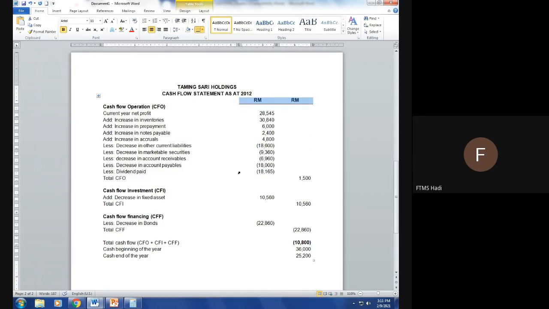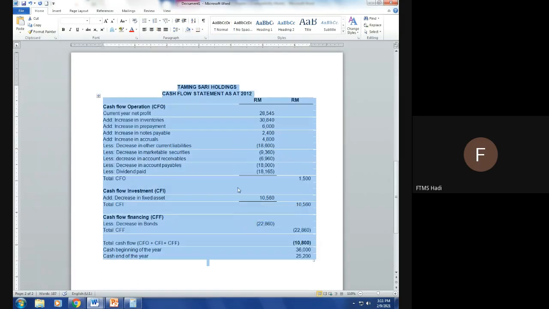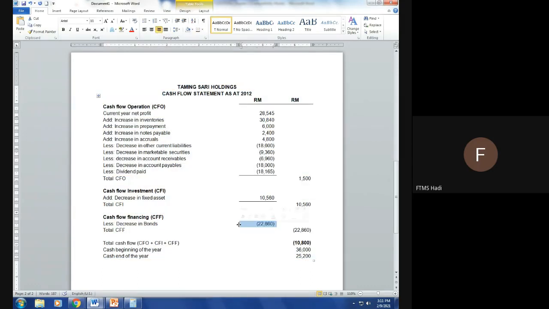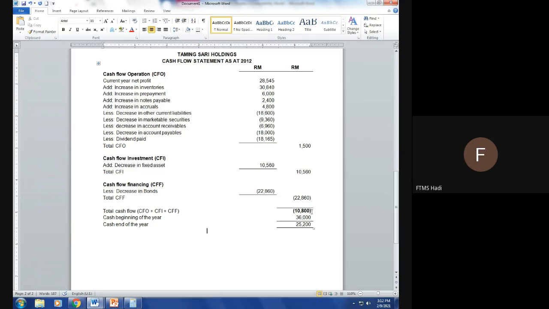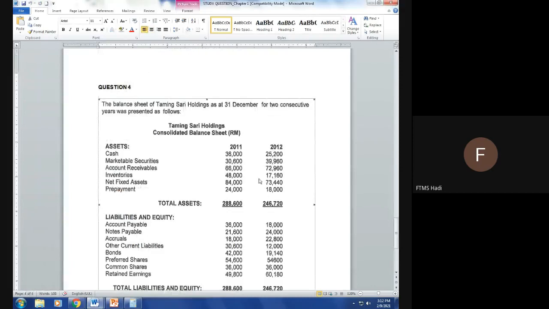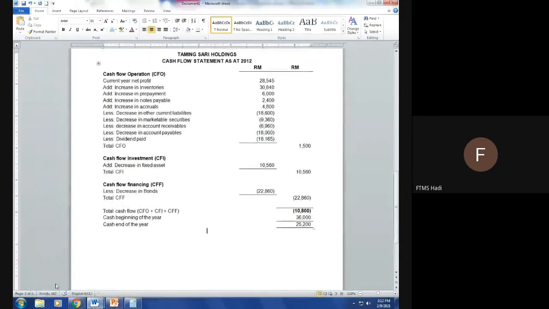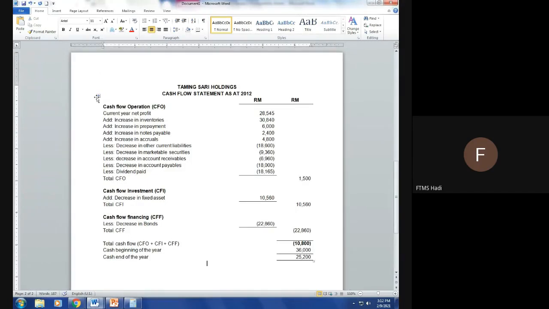we just put this one, this one, this one, at the bottom. Okay, so done. This is the part: 10,800 plus 36,000, and then cash at the end of the year is 25,200. Look at the question back. This one is 25,200. All right. This is how you do it. You can snap the picture.